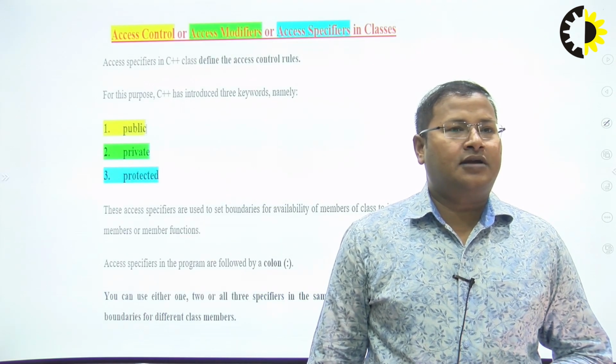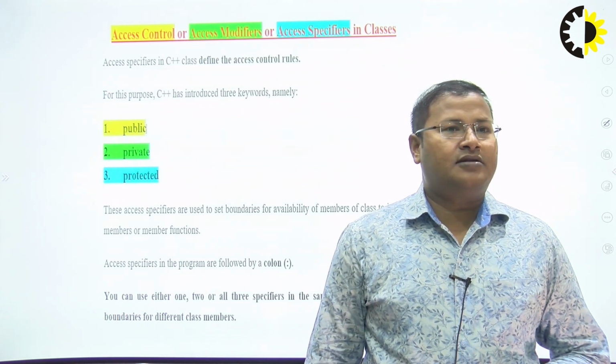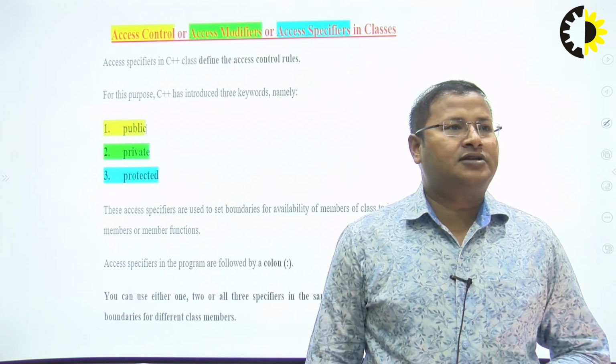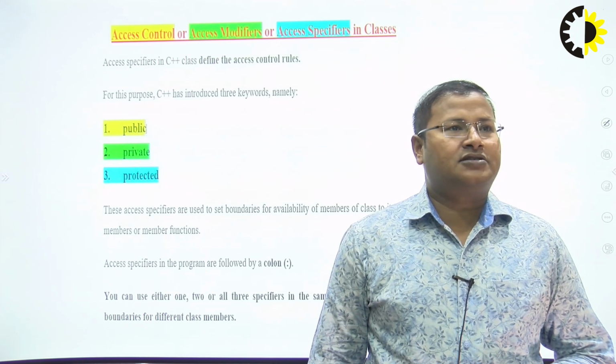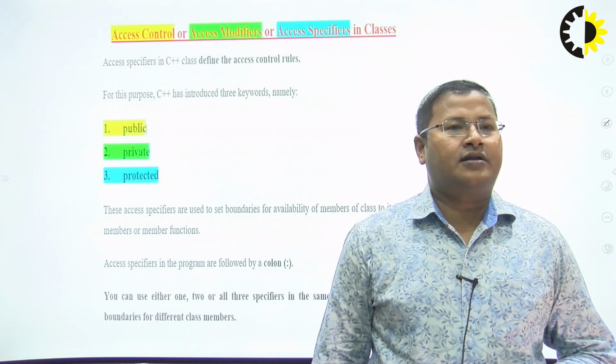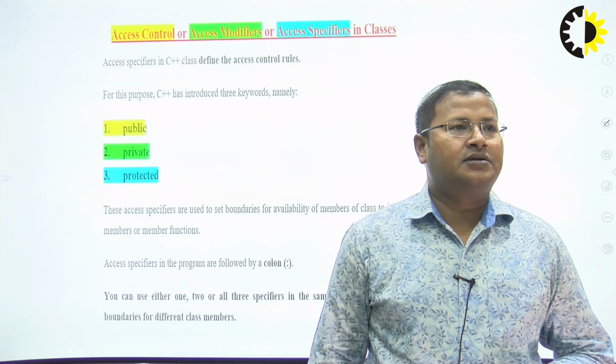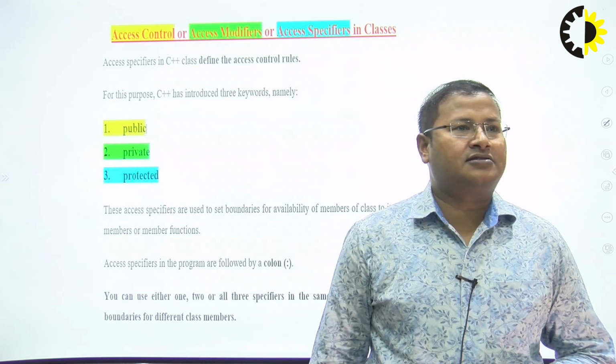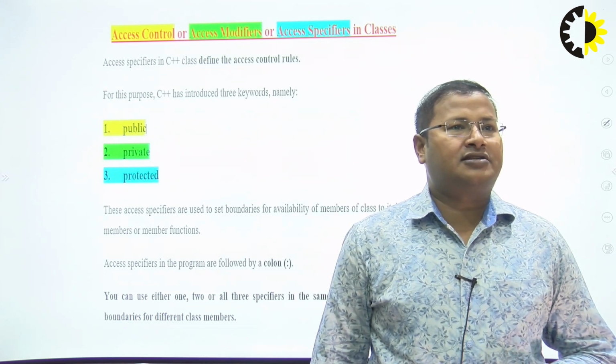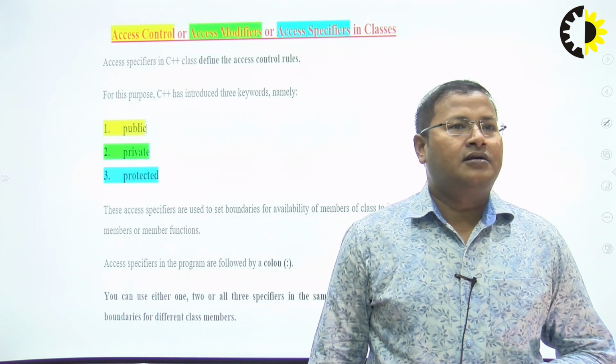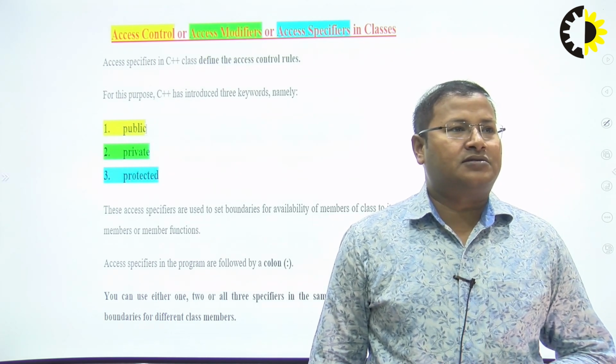Firstly, to understand polymorphism and its types, we should know the concept of access control, access modifiers, access specifiers in classes. There are different names for the same thing: access control, access modifier and access specifier in classes in case of C++.